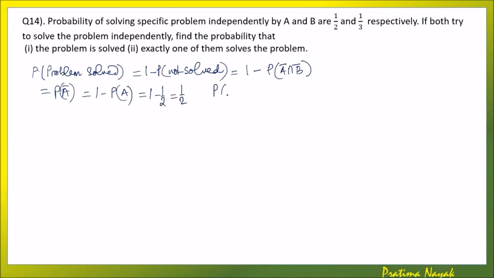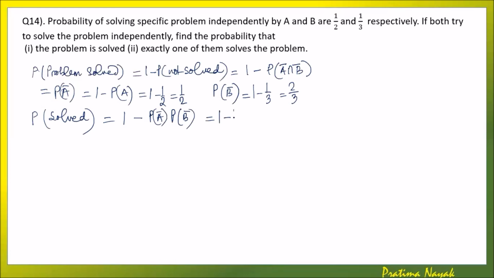Similarly, P(not B) will be how much? It will be 1 minus 1 by 3. That will be 2 by 3. The problem is solved. It will be how much? 1 minus P(not A) into P(not B). So 1 minus 1 by 2 multiplies 2 by 3. That will be 1 minus 1 by 3. 2 by 3 is the answer. This is part 1 answer.